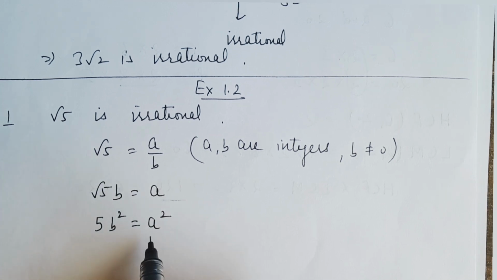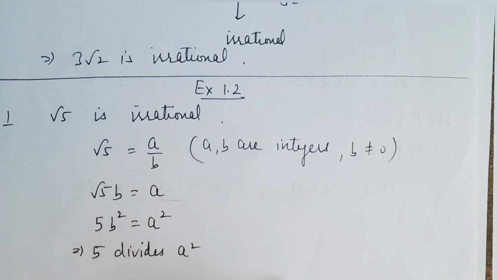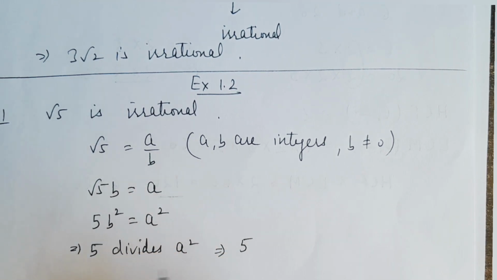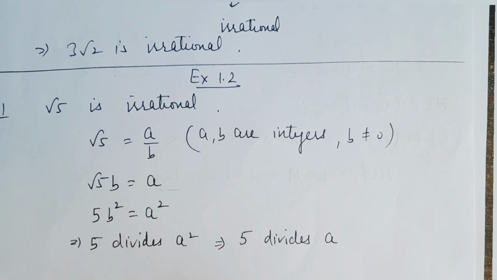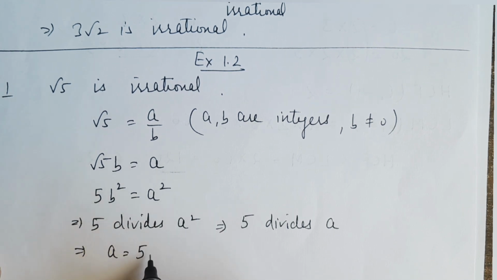That means 5 is a factor of a square, so it means that 5 divides a square, because any factor of the number also divides the number. So 5 divides a square. Now we have done one result: if any prime number divides a square, then it will divide a also. That means 5 divides a also. Now if 5 divides a, that means a is a multiple of 5. That means a can be written as 5 multiplied by some number.